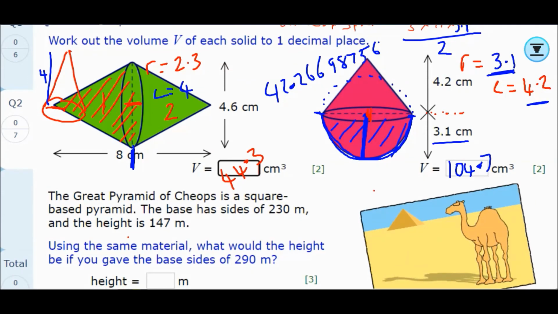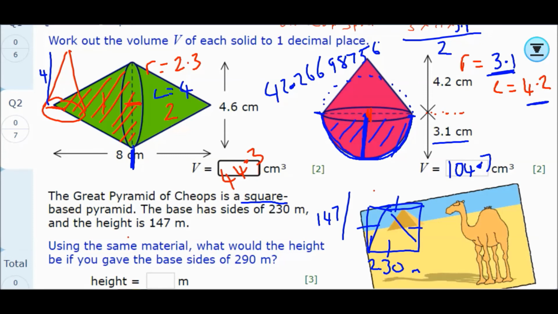And the last question, the Great Pyramid of Cheops is a square-based pyramid, so it's telling me it's a square, so my sides are going to be equal. The base has sides of 230 meters. And the height, so if this comes up to a point, my overall height is going to be 147.